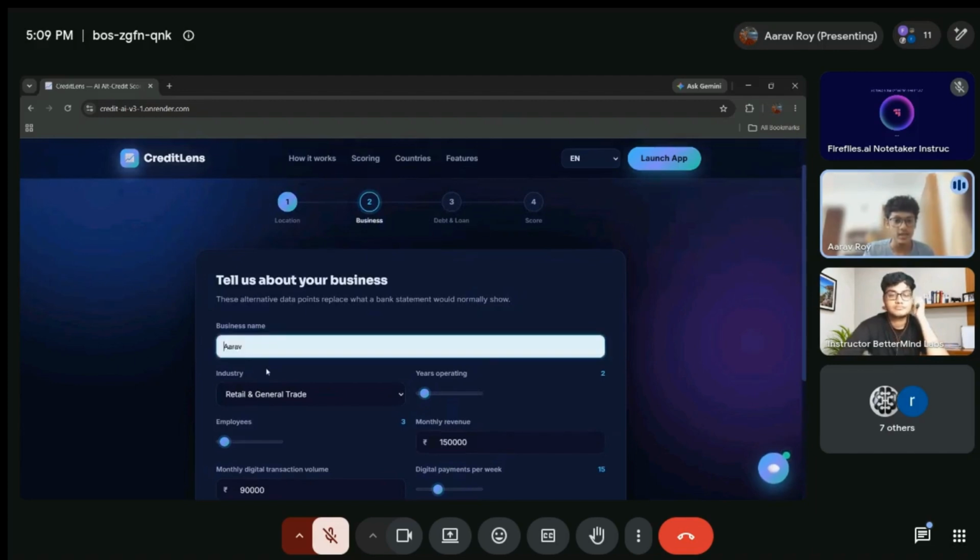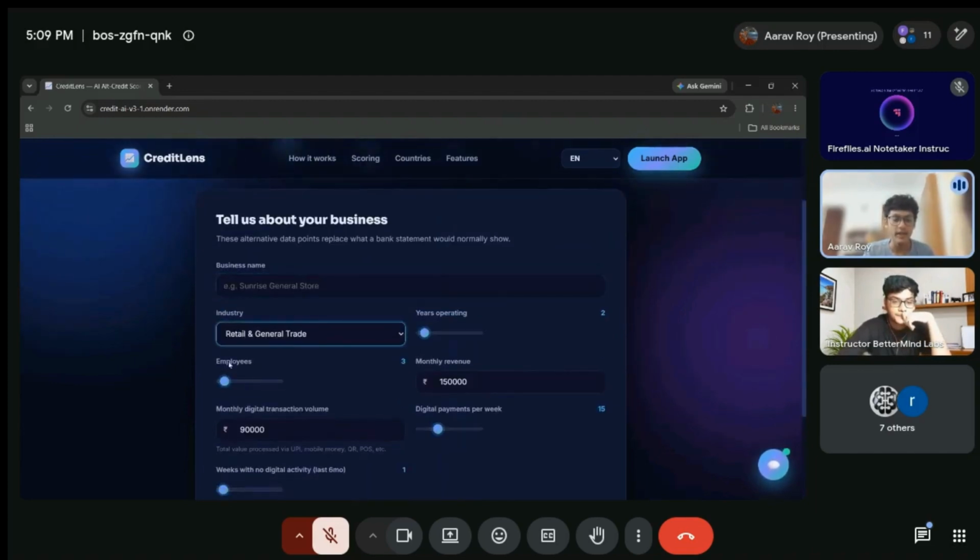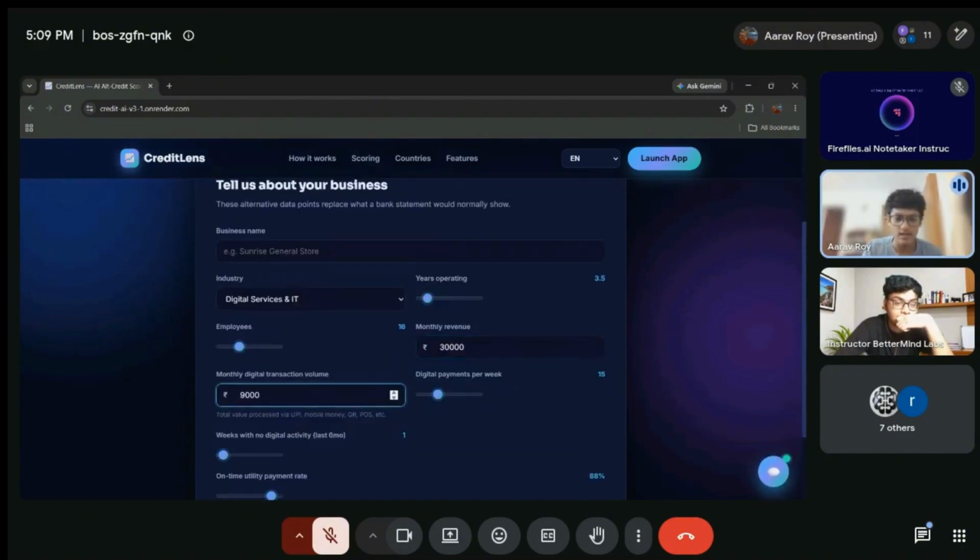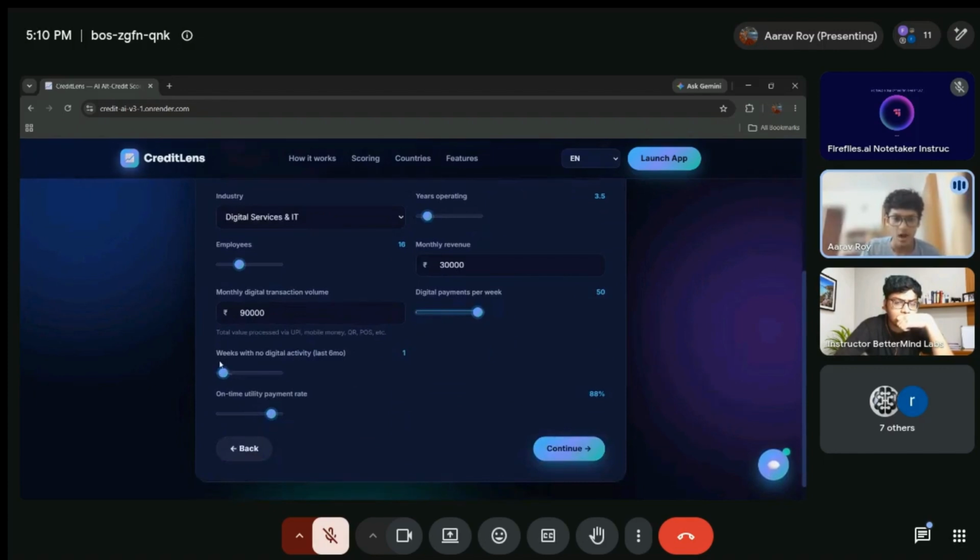As you can see here, we can enter our business name and the industry which you're working in, and this will also change our credit score because of how in demand each industry is. Then the number of years operating, you can see the slider is going to change. Then the number of employees you have, then your monthly revenue. Suppose it's 30,000. Then your monthly digital transaction volume, suppose that's 90,000. Then the digital payments per week, which can be, with no digital activity, maybe it's zero. And then your on-time utility payment rate can be around 50%.